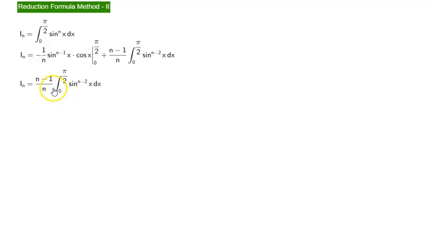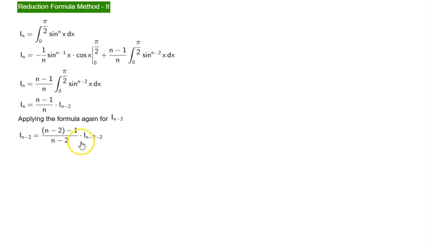So we are left with only the second term. Now here again we have an integral to the power of n minus 2. So this can be written as n minus 1 by n times I sub n minus 2. So applying the formula again for I sub n minus 2, we get I sub n minus 2 is equal to n minus 2 minus 1 by n minus 2 times I sub n minus 2 minus 2. Okay, simplifying this, we get I sub n minus 2 is equal to n minus 3 by n minus 2 times I sub n minus 4.